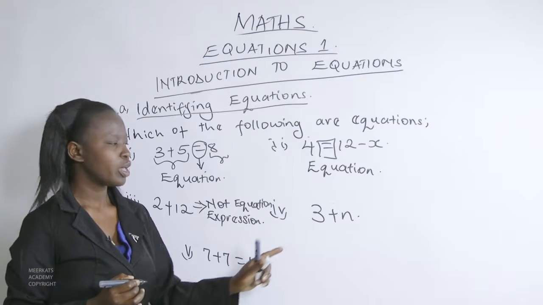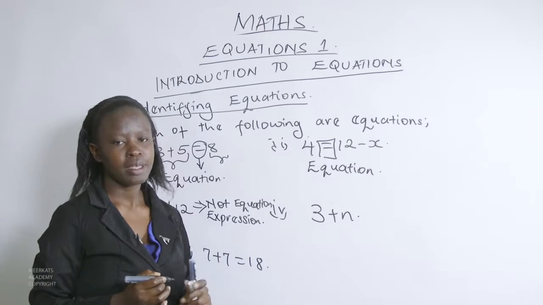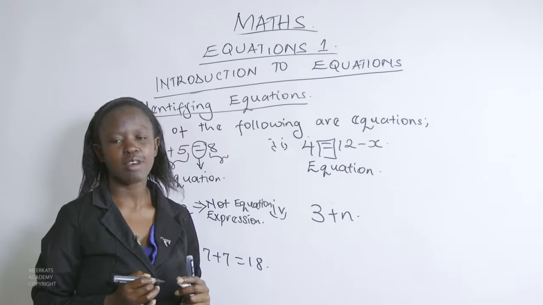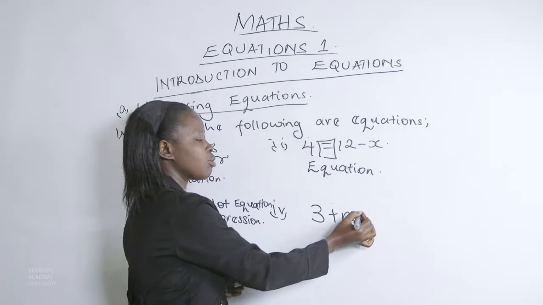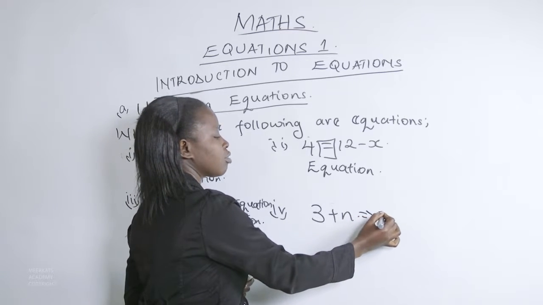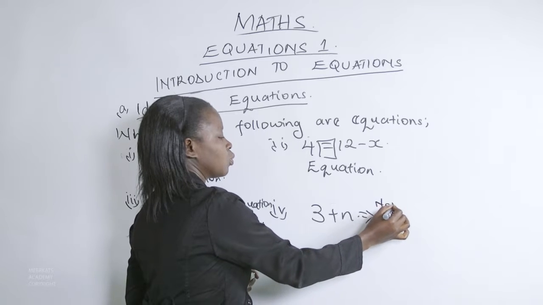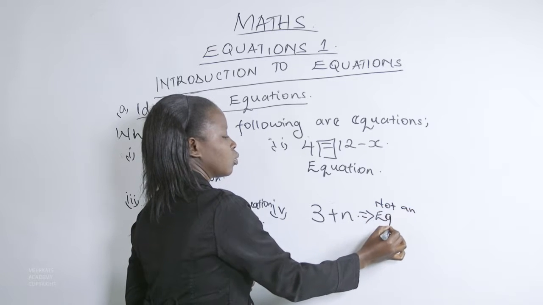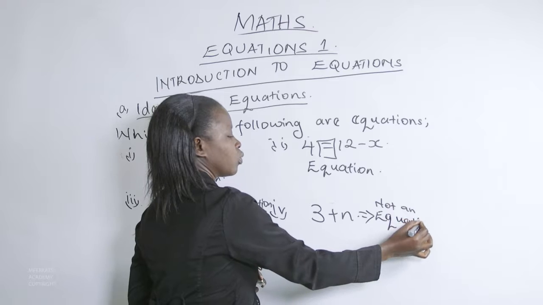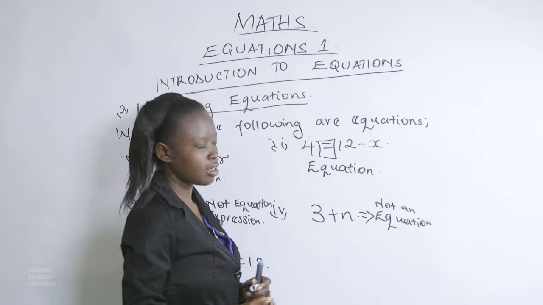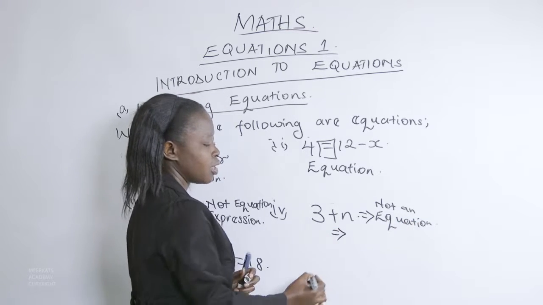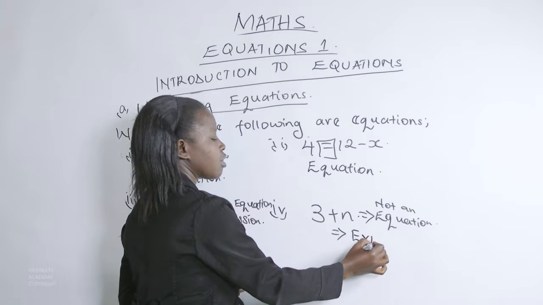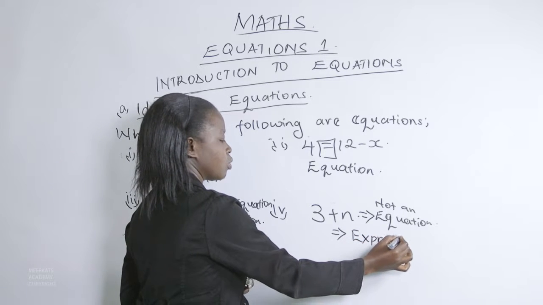Part 4, we have 3 plus n. Still, in this case, we do not have an equal sign. So since we do not have an equal sign, it is not an equation. And since it is not an equation, we are saying that it is an expression.